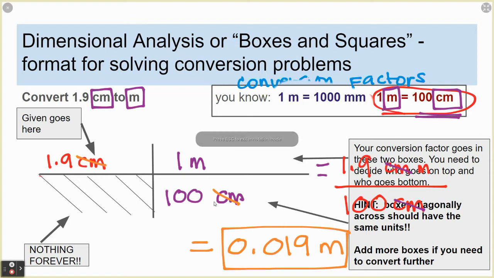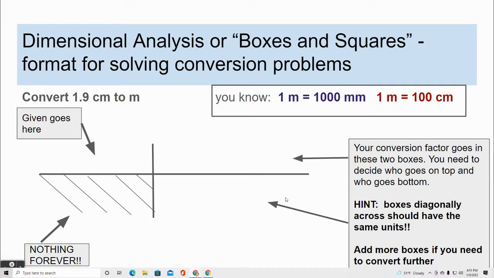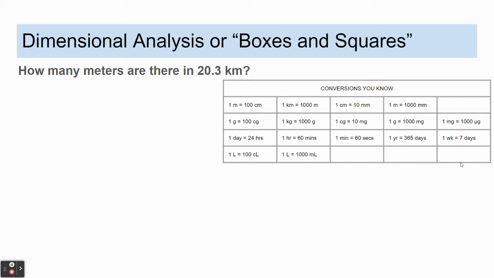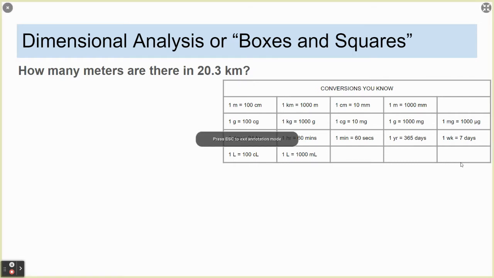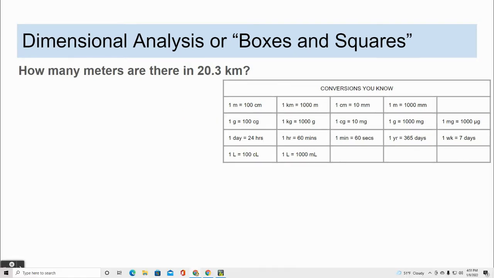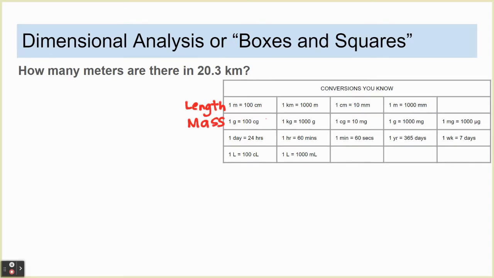Let's look at this next problem right here. I actually wrote down some of the conversion factors that you need to know by heart. Well, you should know these by heart. For example, the first row are conversion factors for length. These are all length. The second row is conversion factors for mass. These are all conversion factors for mass. And then the third row is conversion factors for time. And then the bottom one, these are conversion factors for volume.